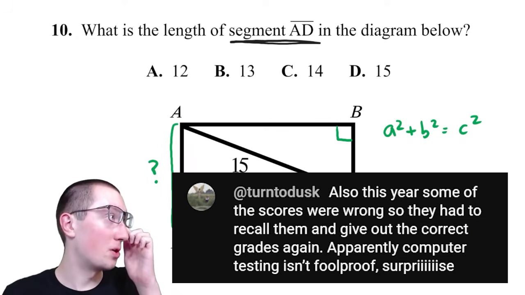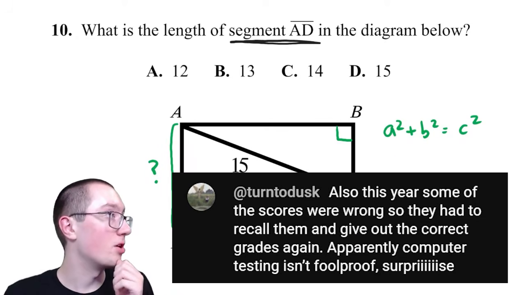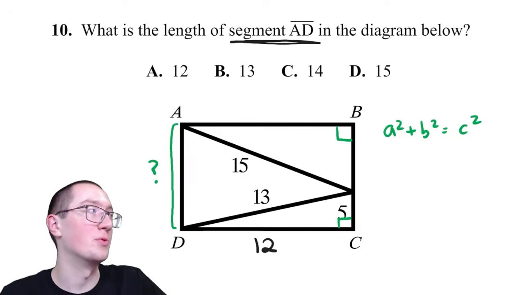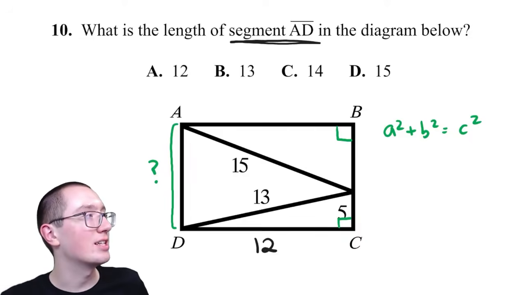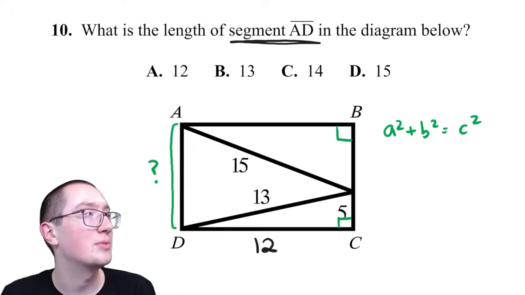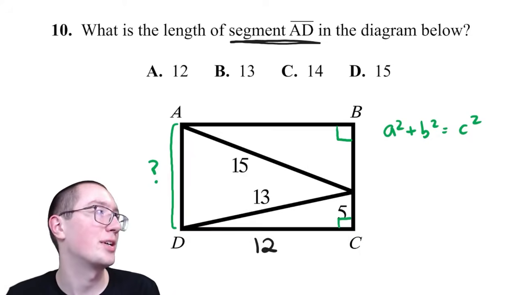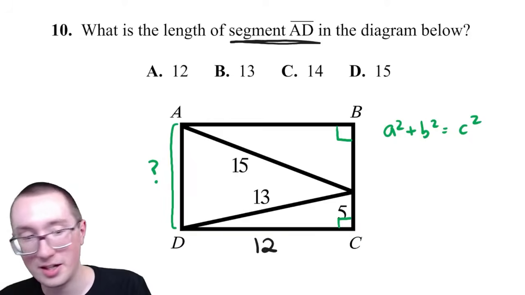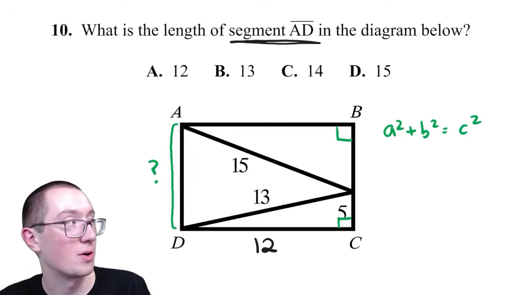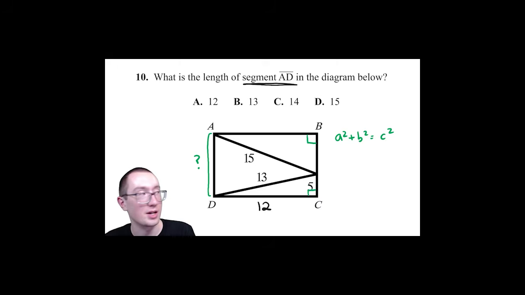Some of the scores were wrong this year, so they had to recall them and give out the correct grades. Whoa, that's not good. Apparently, computer testing isn't foolproof. Wow. Honestly, you'd think, how would they mess that up? But at the same time, I'm not surprised. Things like this happen all the time. That's crazy. I would hate to be thinking I got such a great score, and then they're like, oh, sorry, we messed up your score. So actually you got a 12.